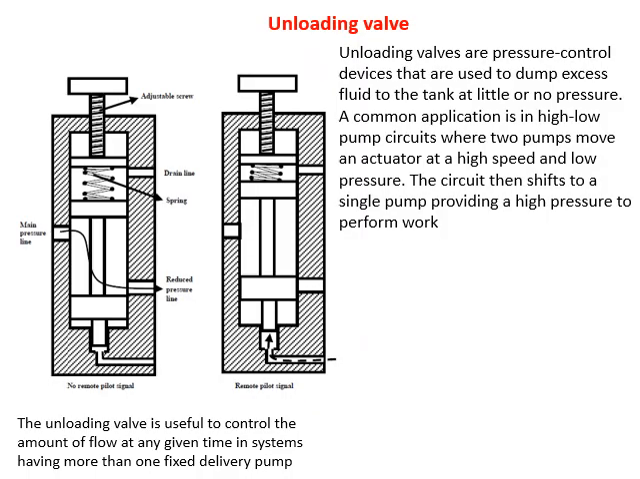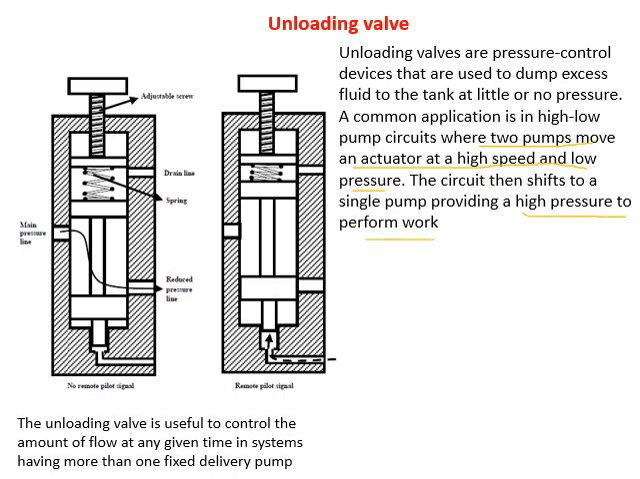Then unloading valve. Unloading valves are pressure control devices that are used to dump the excess fluid to the tank at little or no pressure. A common application is a high-low pump circuit, where two pumps move an actuator at high speed and low pressure. The circuit then shifts to a single pump providing high pressure to perform the work.